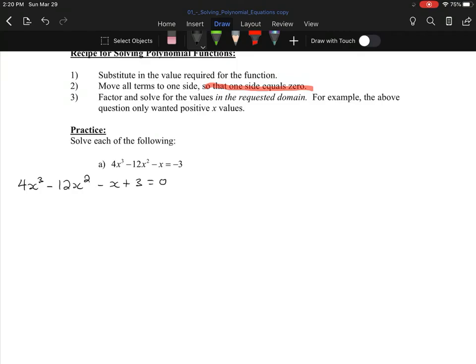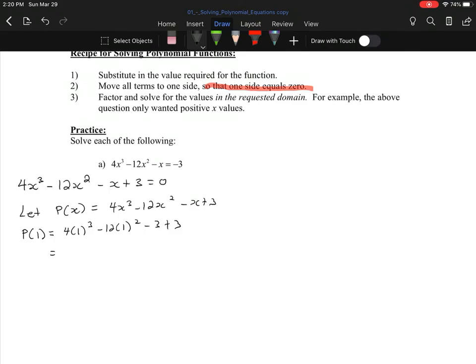And once I've got 0 on one side, then factoring will work. The only way factoring is going to work is if I've got a 0 on the one side. So I go let p of x equal 4x cubed minus 12x squared minus x plus 3. And then I start this systematic process of trying to find factors. So I go p of 1, and I sub in 1 into this mess. 4 times 1 cubed minus 12 times 1 squared minus 1 plus 3.